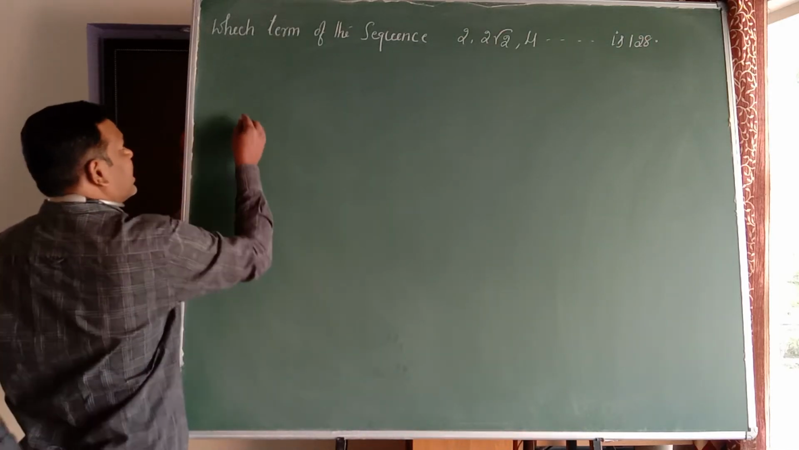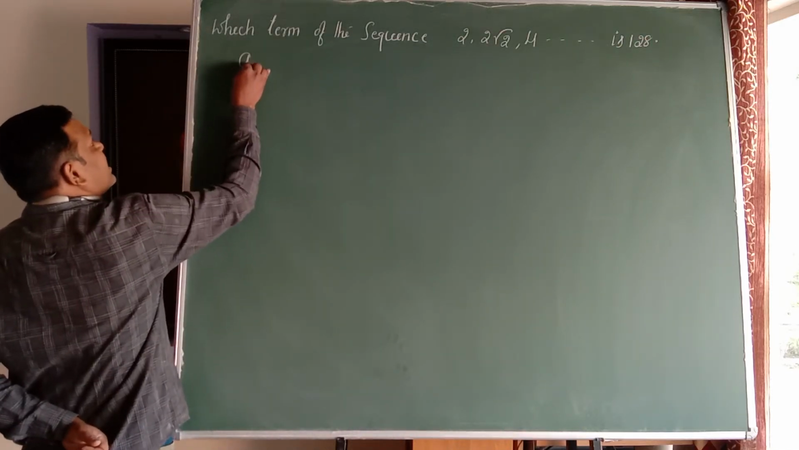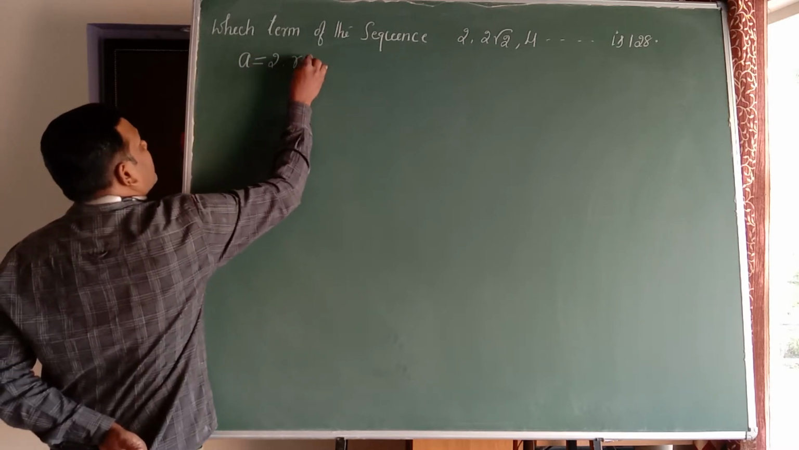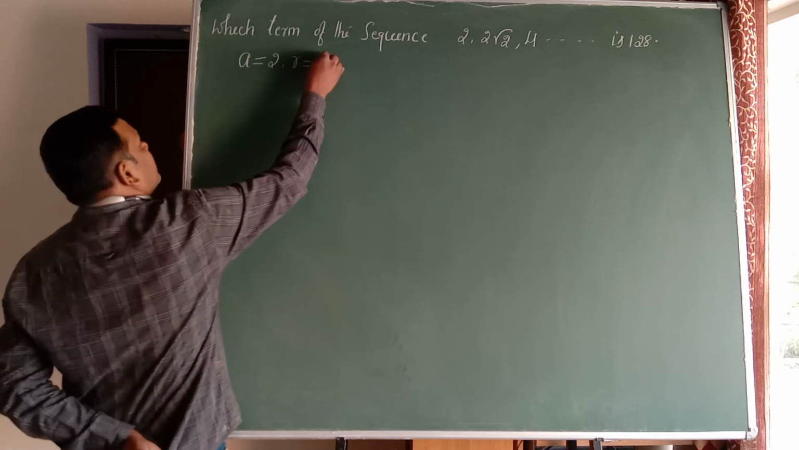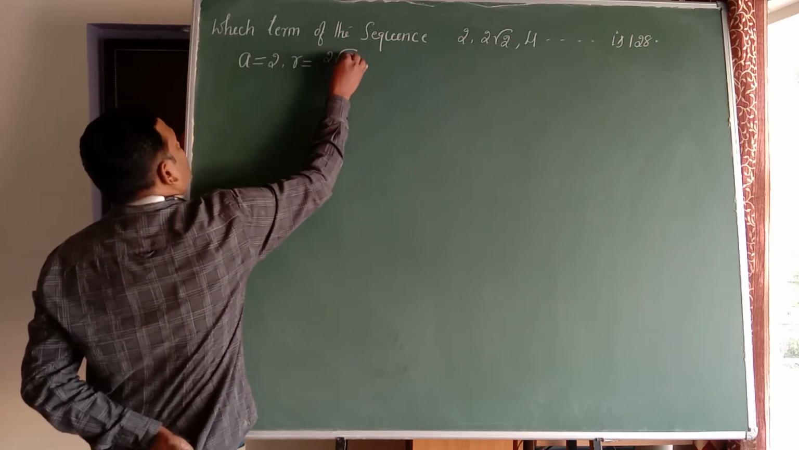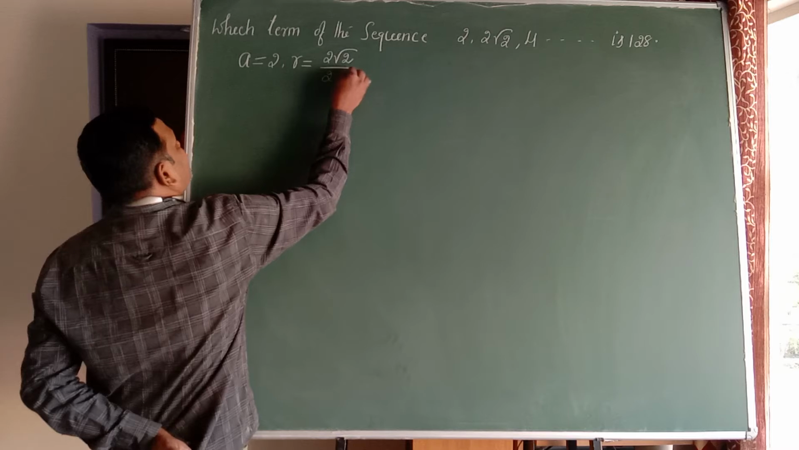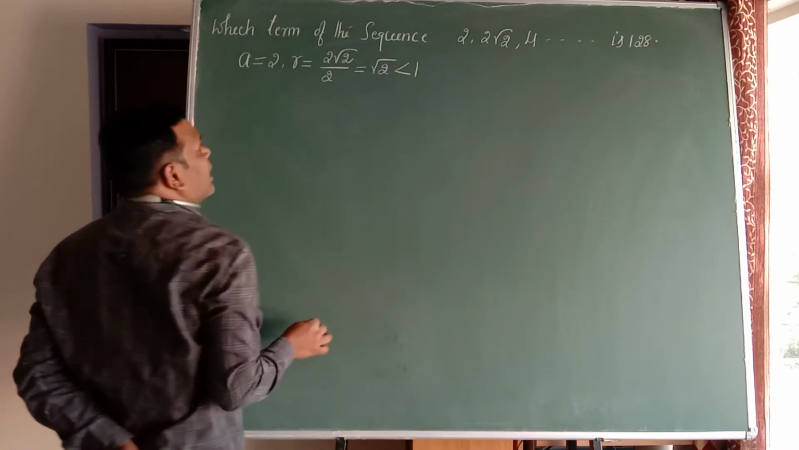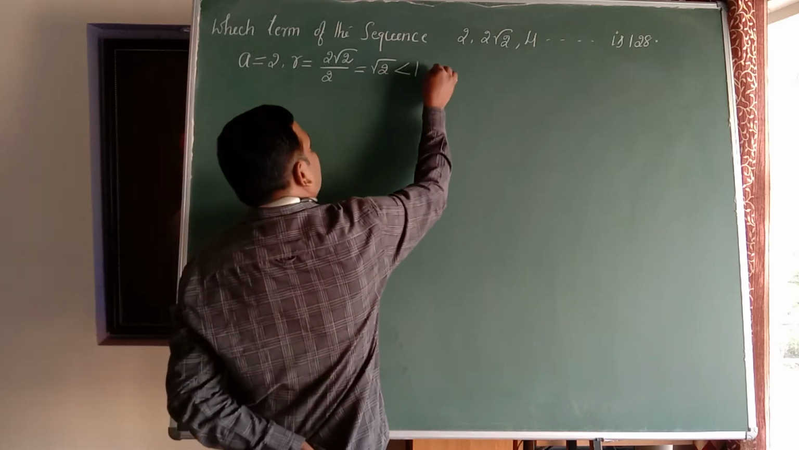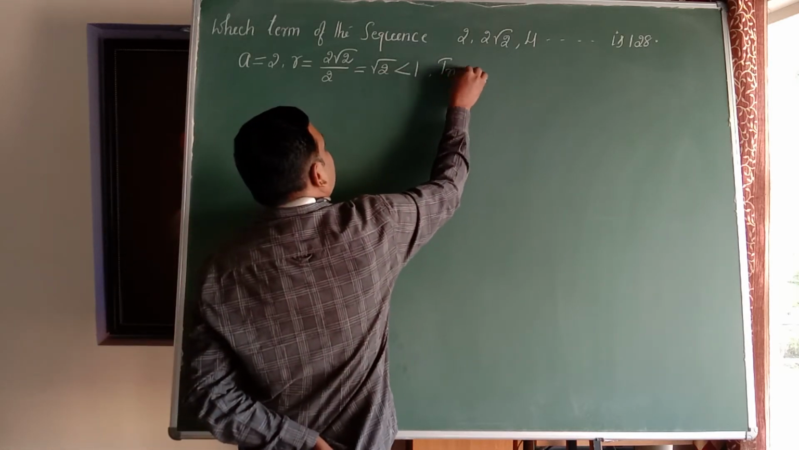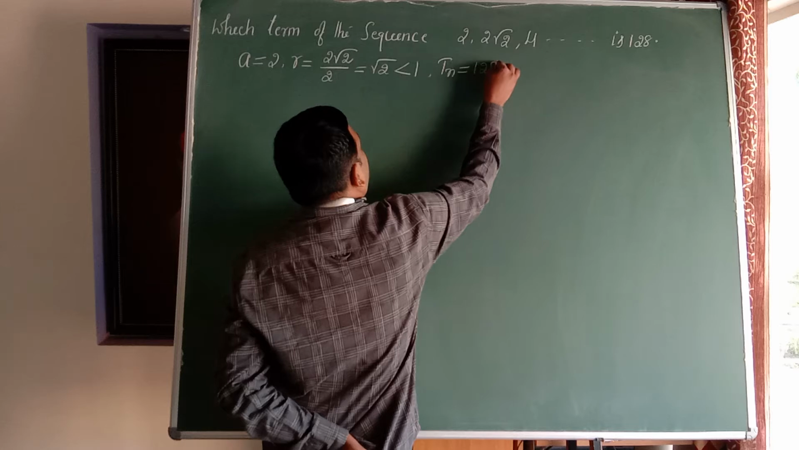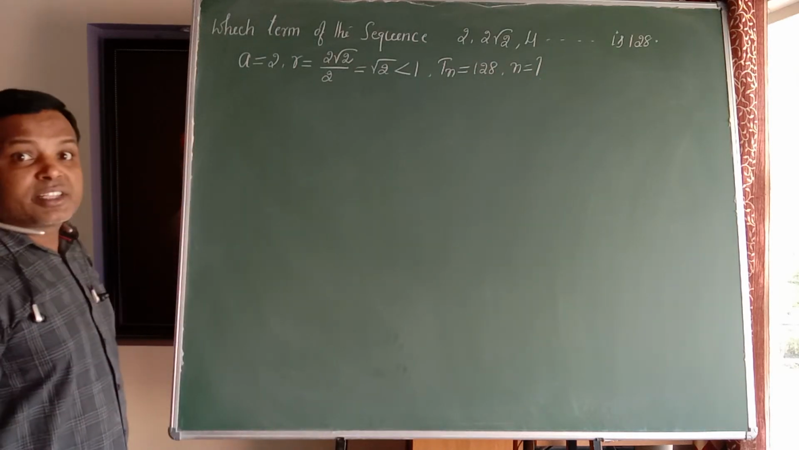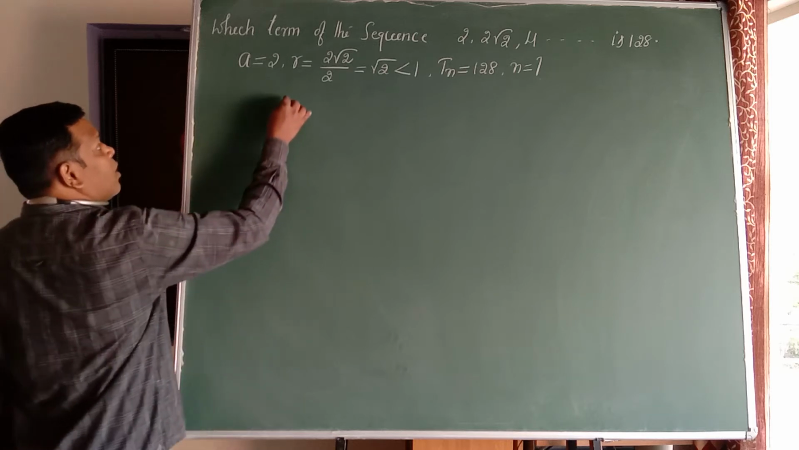Now write down the data here. Data: A is equal to 2, and the common ratio r is given by T2 by T1, nothing but 2 root 2 divided by 2. The 2 gets cancelled, what you will get? Root 2, which is lesser than 1. Got my point? Now what are they given? Tn, the nth term, is 128. We wish to find out n.